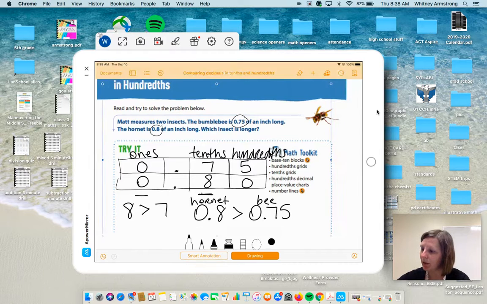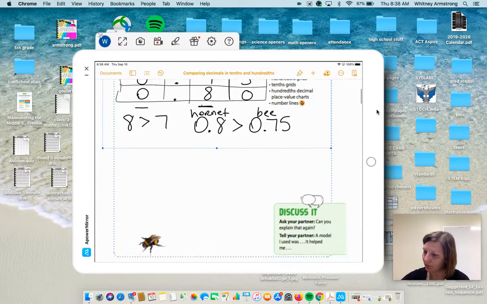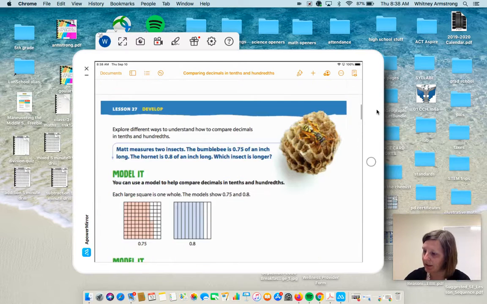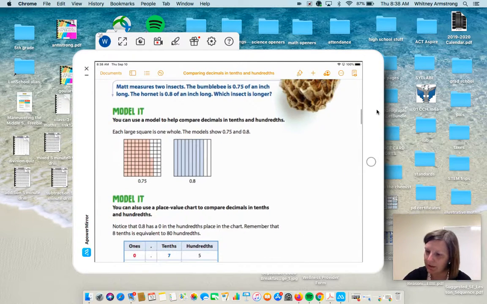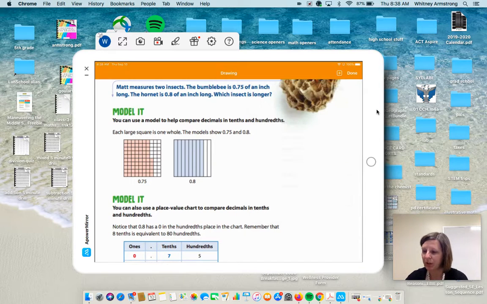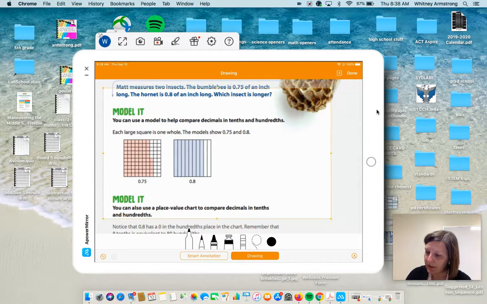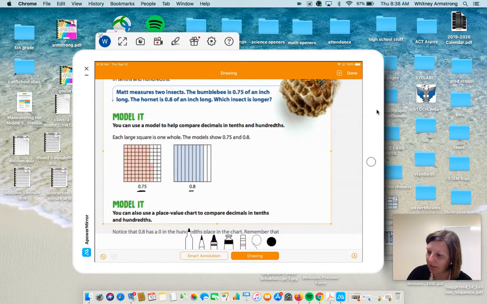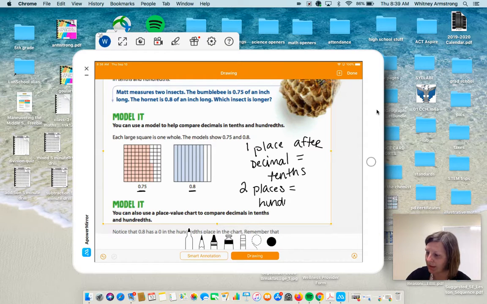Okay, so I know that the hornet measured longer. Let's go to the next page and look at some more ways that we can solve this. We have our base 10 blocks that we're used to seeing. We're still looking at the same numbers. This one is our 0.75 and this is our 0.8. Remember, if you have one place after your decimal, that's tenths. If you have two places, that's hundredths. That tells you which base 10 block you need to use on each one.